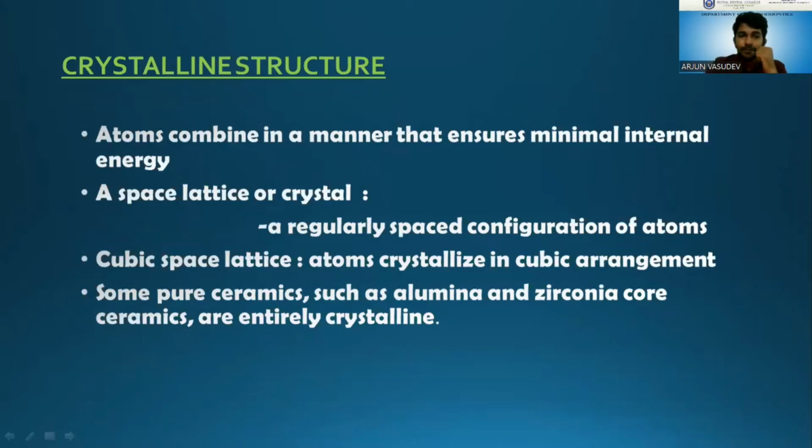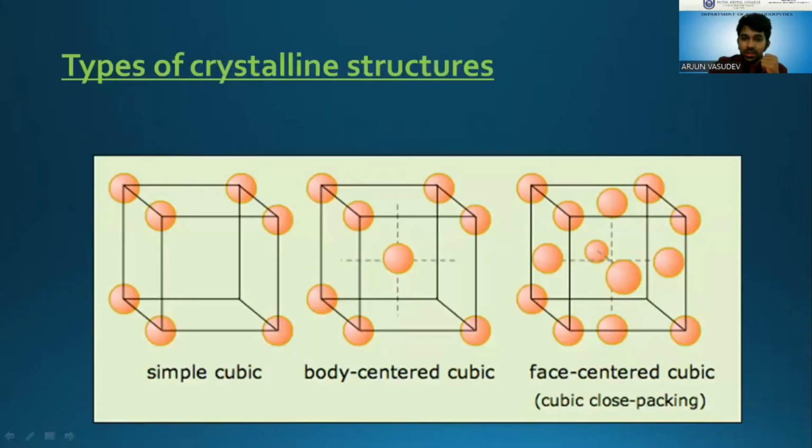Now, crystalline structure. Atoms combine in a manner that ensures minimal internal energy. A regularly spaced configuration of atoms is known as a space lattice or crystal form. Now, a cubic space lattice is atoms crystallized in a cubic arrangement. Some pure ceramics such as alumina, zirconia, core ceramics are entirely crystalline. Now, types of crystalline structures: simple cubic, body-centered cubic, face-centered cubic.